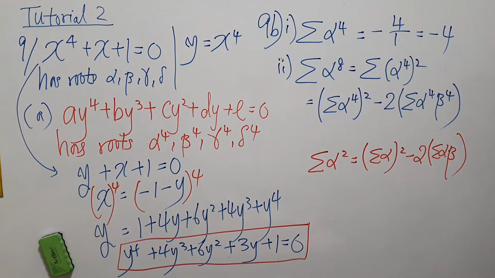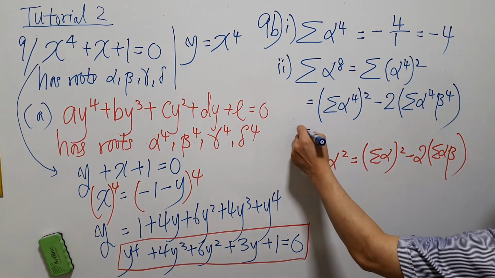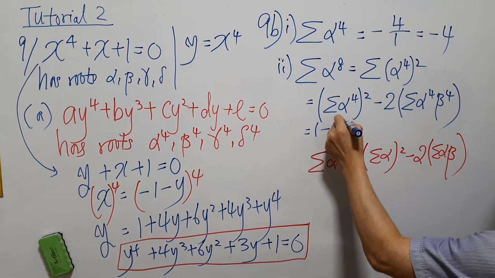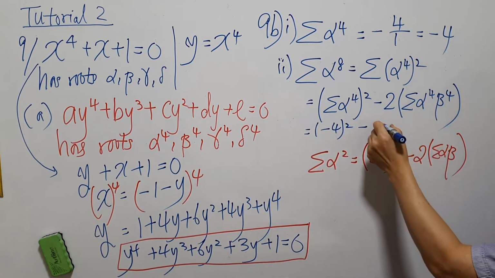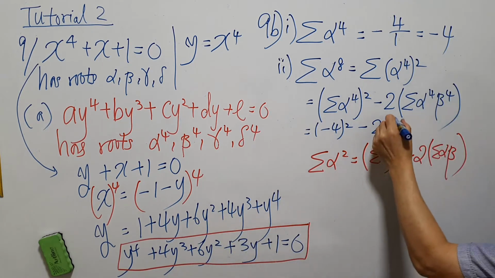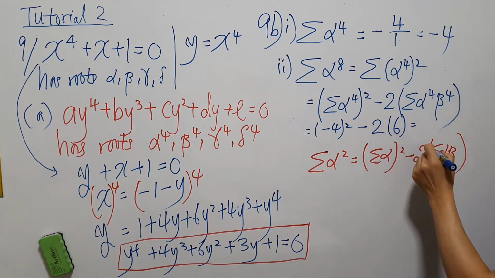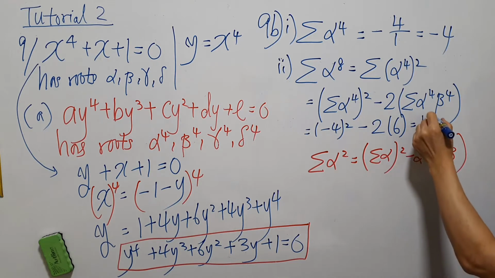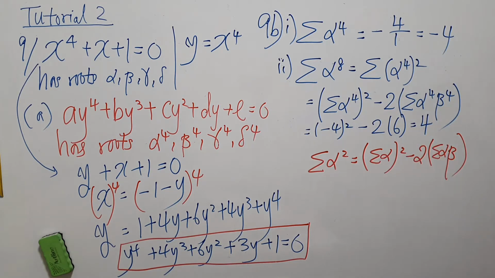Then, based on this equation, the summation of this is minus b over a. So how much is minus b over a? In this case, it's minus 4. And then this is 2 c over a, which is 6. 16 minus 12 gives you 4. This is 9 part 2.